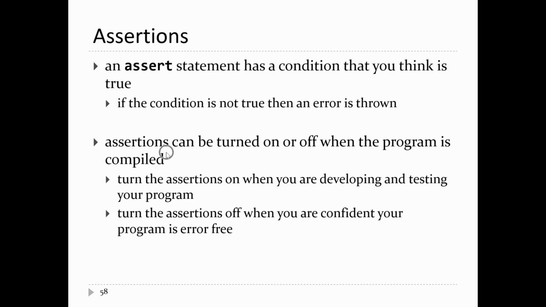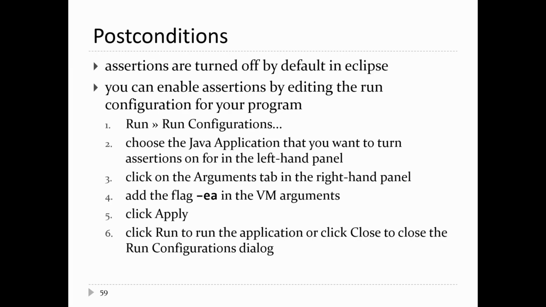Now, compared to using a plain old if statement, assertions can be turned on or off when your program is compiled. And so you can use assert statements when you're developing your code and turn them on. So this will help you debug your code. For example, you might want to check the class invariants at the end of every method while you're developing your code. When you're done and you're convinced your code is more or less correct, and you decide to ship your code, you can turn assertions off. And so that way people who are using your code don't have to pay the price of testing for the assertions every time.